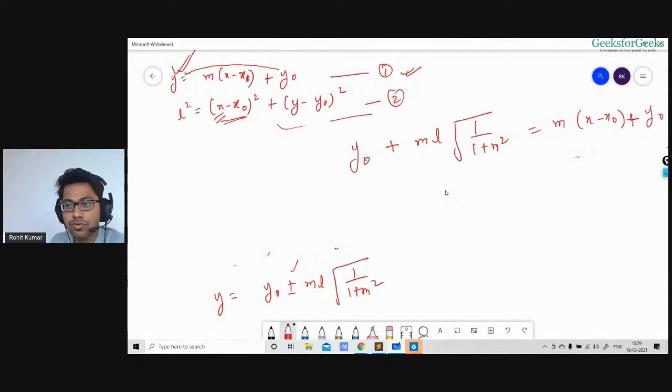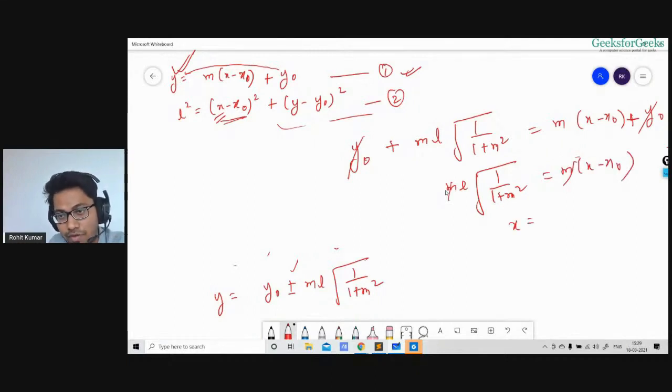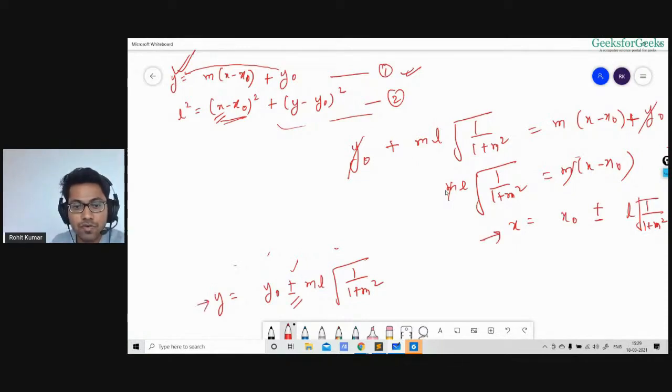So if I remove this y naught from both the sides, this comes out to be ml under root of 1 by 1 plus m square equals m (x minus x naught). I can also remove m from both the sides, and I have one value of x as x equals x naught plus L under root of 1 by 1 plus m square. Similarly, if you had taken the minus sign, you would have got one minus value also. So we have two values of x and two values of y.